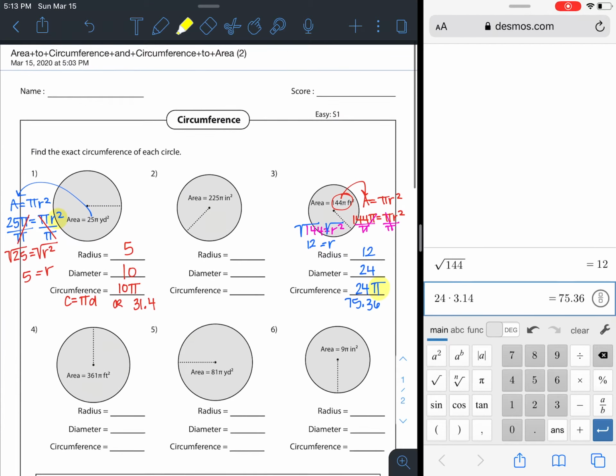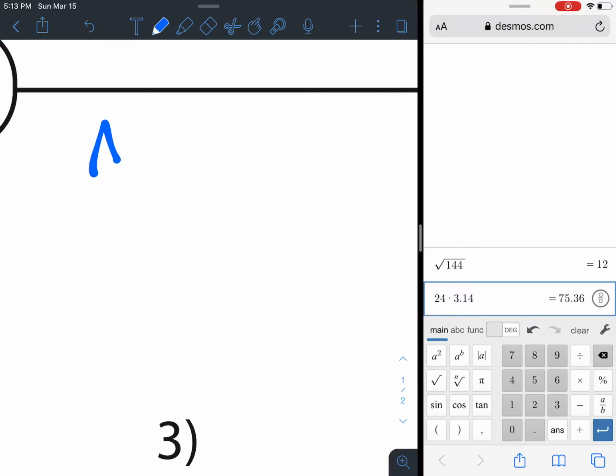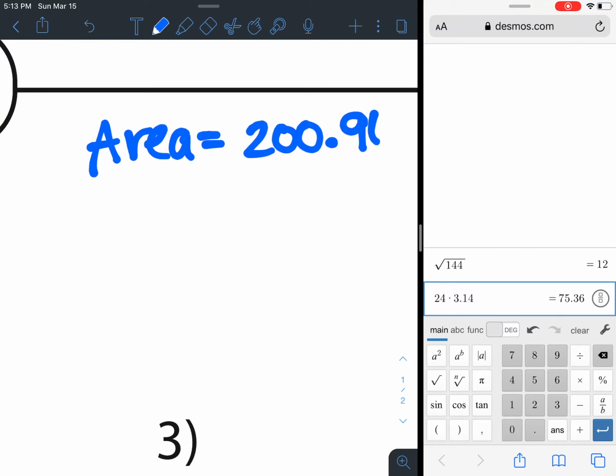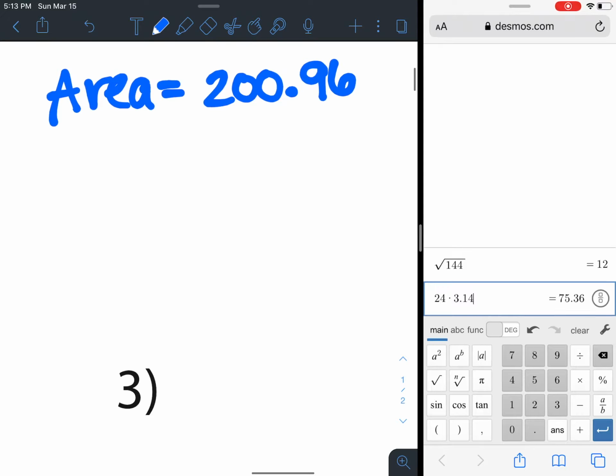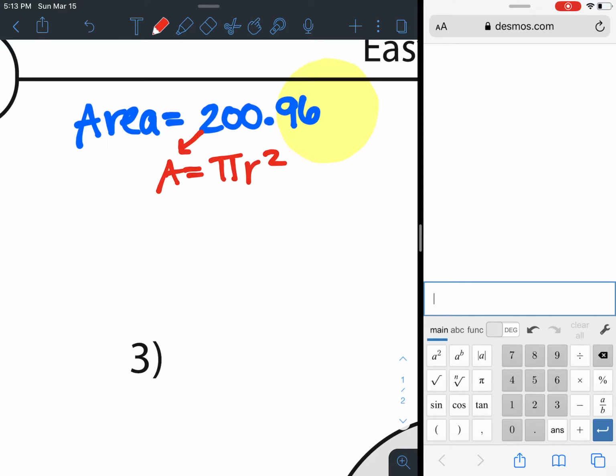All right, I want to show you one more that's not like this. Up here, go ahead and write area equals 200.96. Here's why I want to show you this one. They don't always have it in terms of pi. There's no pi symbol for this one. So area equals pi r squared, and I'm replacing A with 200.96.